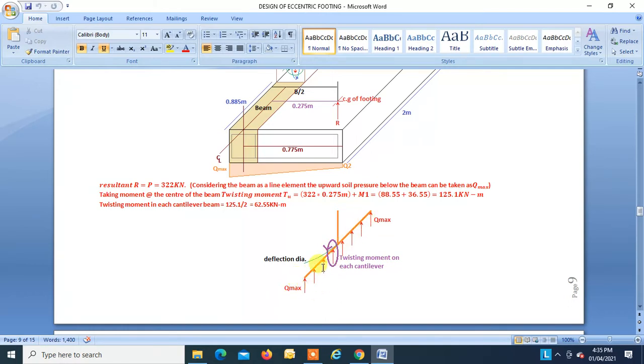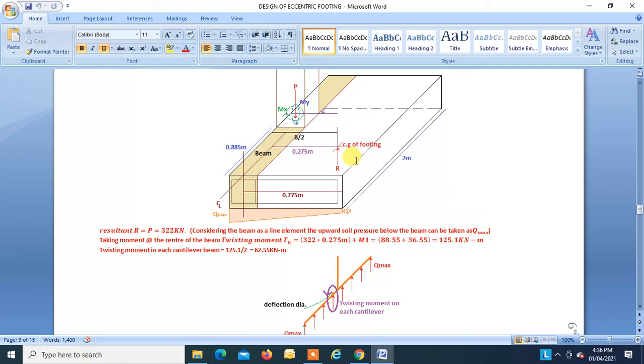This will deflect the beam like this, right? So the tension will be at bottom, so the main steel has to be provided at bottom. Plus, this will give a moment at the face of the column, plus you will have a twisting moment. This is your resultant R force, right? This will give a twisting moment about the center line of the beam. So that twisting moment will be equal to this R into this distance, that is 0.275.